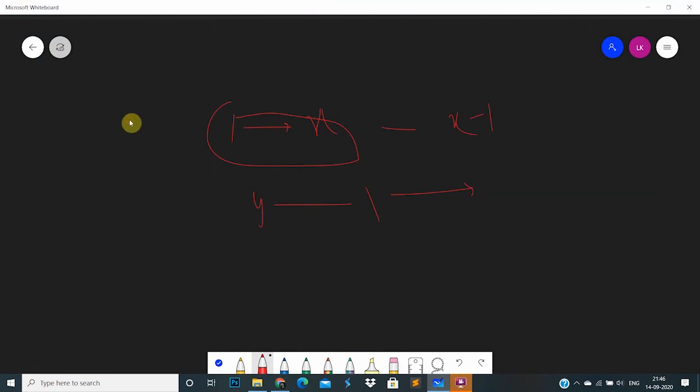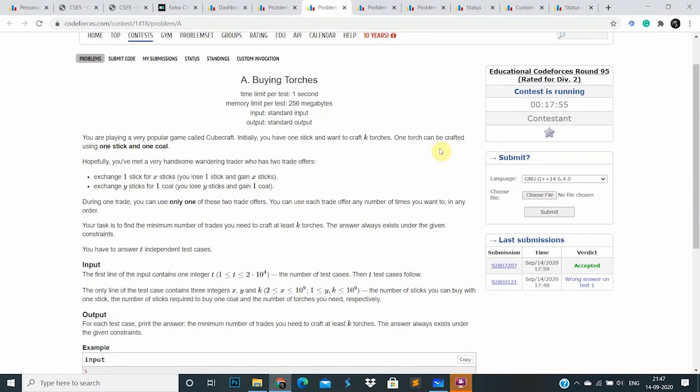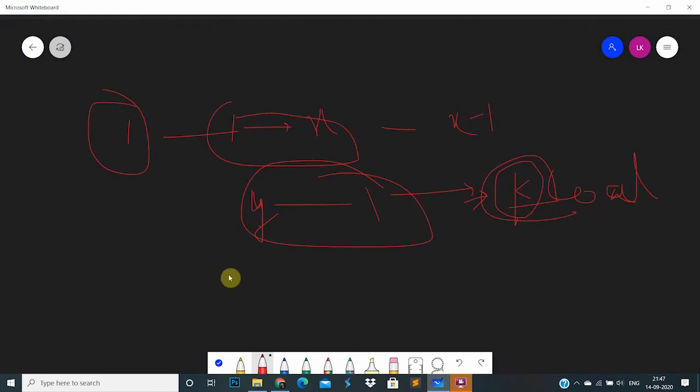Initially we have one stick, and we have to make k coal. We have to minimize it, so we make exactly k coal. Because we need k torches, for one torch at least one coal and one stick will be required. So first we have to find the number of sticks required.